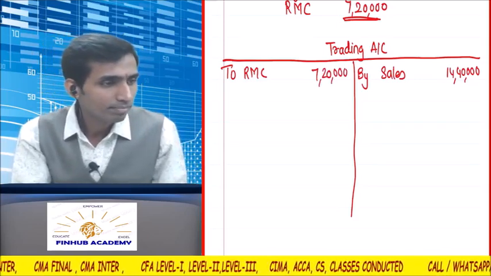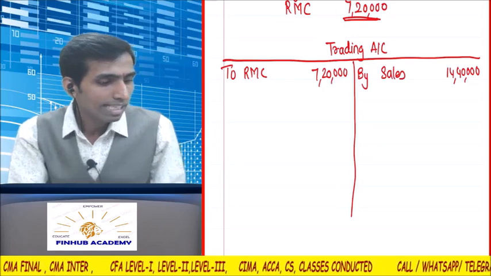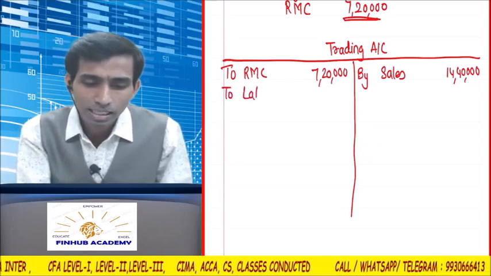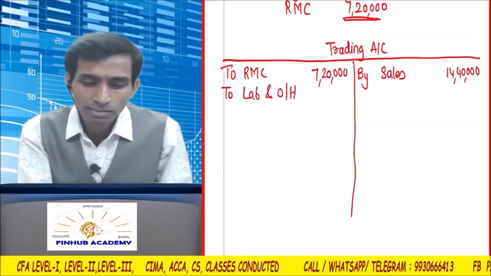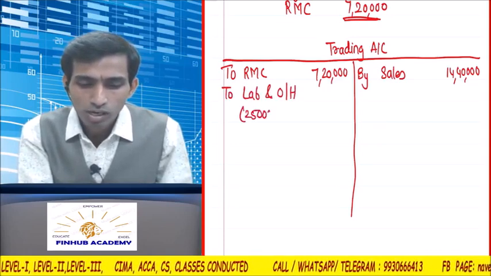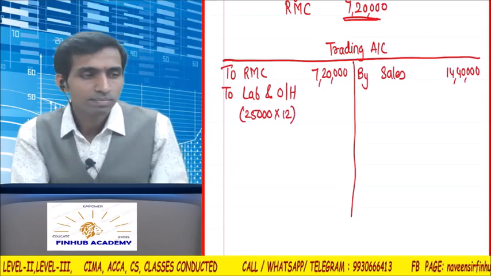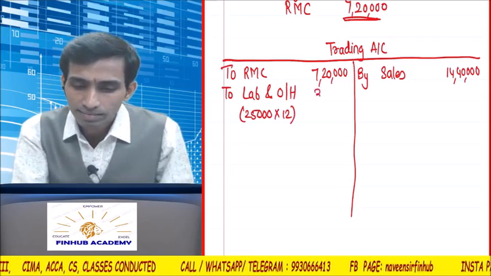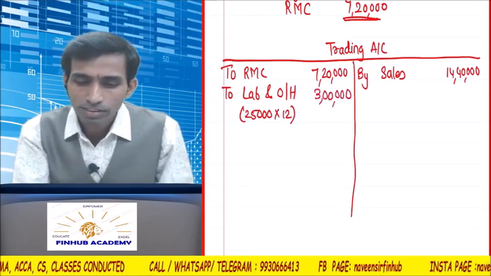Next is monthly cash expenditure. They have not said any expenditure, so I'll directly write labor and overheads. Monthly it is 25,000, so annually it is multiplied by 12. 25,000 into 12: 2 lakh 50,000 plus 50,000, 3 lakhs.